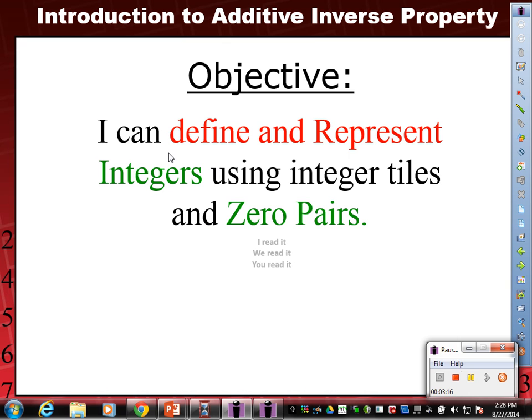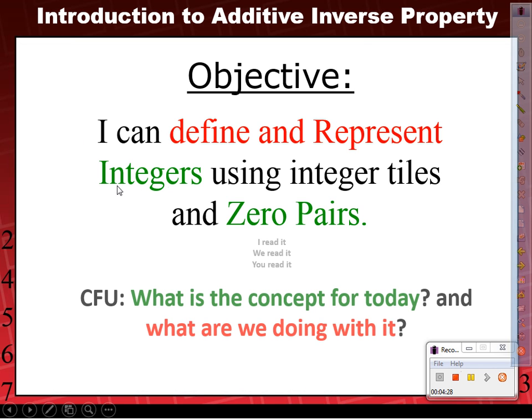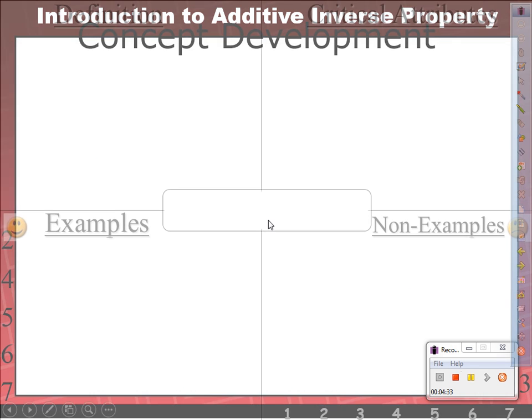So we need to find out what integers are. Who notices on your Cornell notes in the center there's a box that looks like this. That box is called a Frayer model. But if you want to call it the box, that's fine. In the center, we always need to write the main idea for the lesson, or the main concept. So what is the main concept for today? Integers. So you're going to write integer in the center.